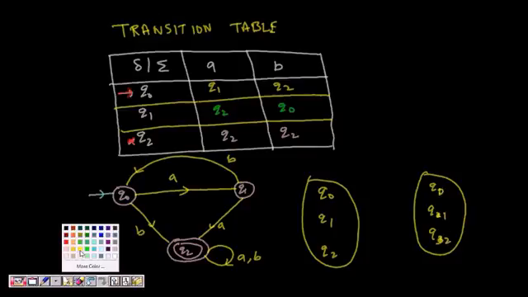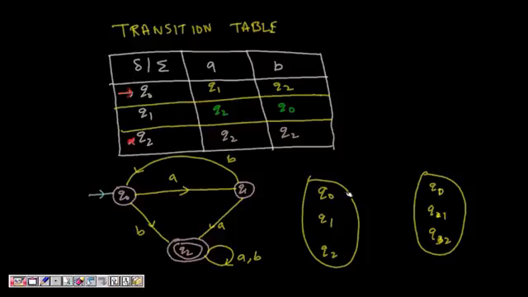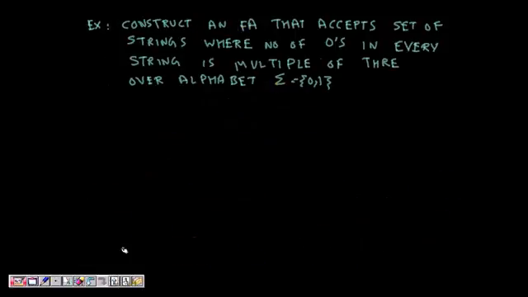It's the same thing basically. In Q0, if I see A, I go to Q1. So this is on A. From Q0, if I see B, I go to Q2. In Q1, if I see A, I go to Q2. So something like this, a one-to-one mapping you can do.